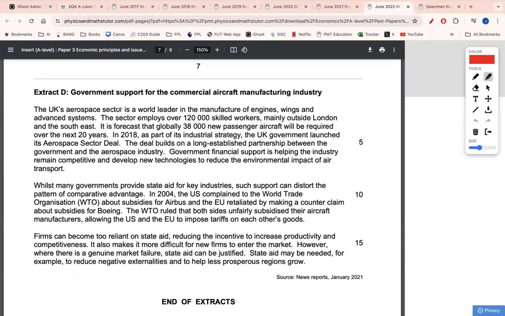So the aerospace sector is a world leader. There's a lot of skilled workers, a lot of them outside London, and the Southeast too, so that's regional. 38,000 new passenger aircraft will be required. There's a long-term partnership between the government and industry. The government financial support is helping the industry remain competitive. That's your first main point. And reduce the environmental impact, so we've got some kind of positive or negative externalities.